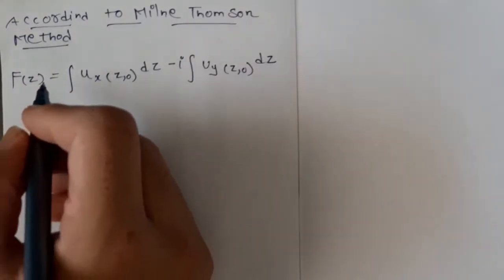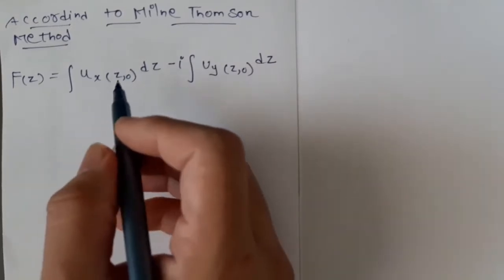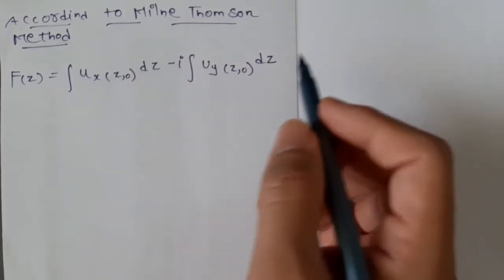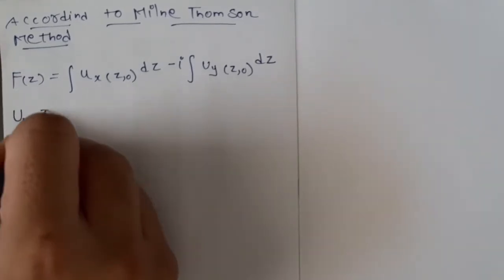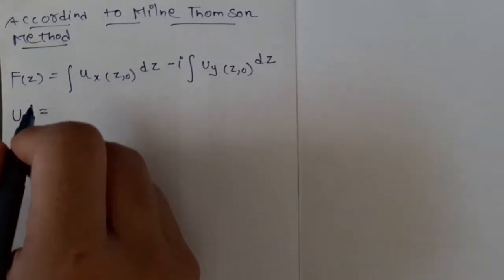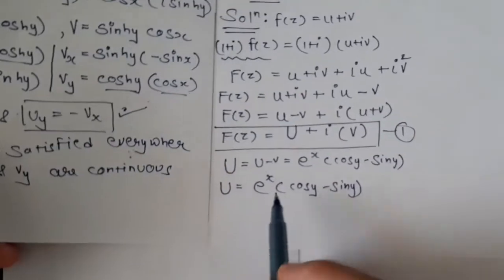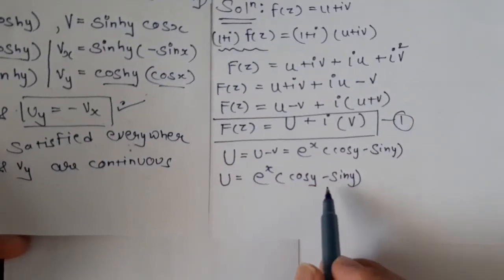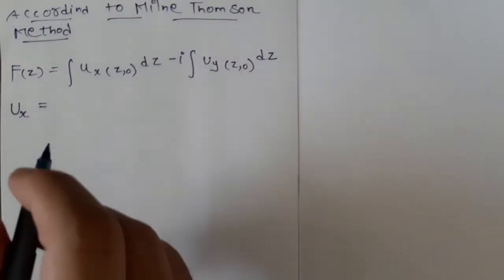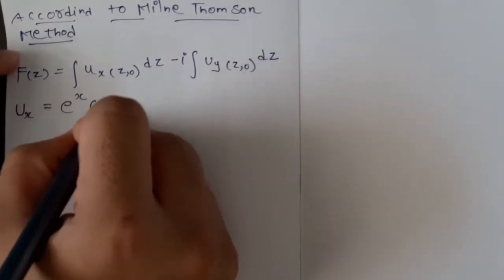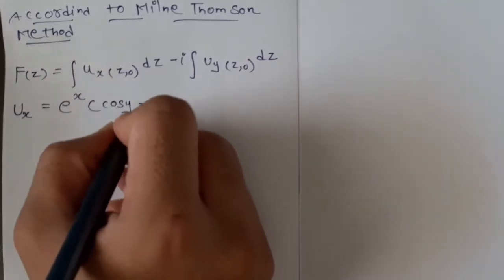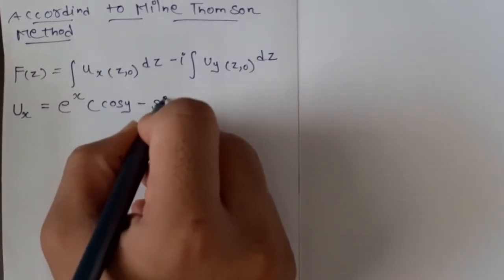So here capital F of z is equal to integration of ux at z0 dz minus i into integration of uy at z0 dz. That means we have to find the capital U of x. Now what will be U of x? Here capital U is given, that is e raised to x into cos y minus sin y. So U of x will be e raised to x into cos y minus sin y. Okay.